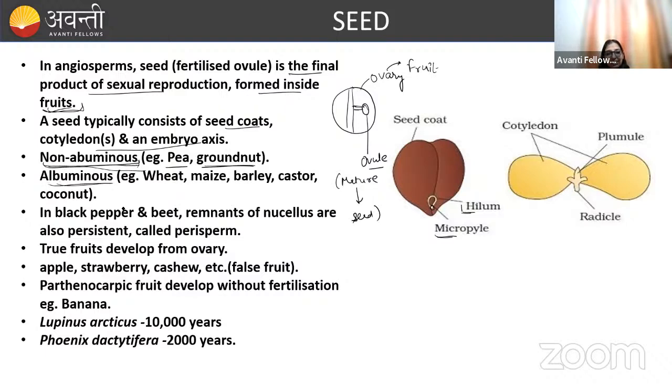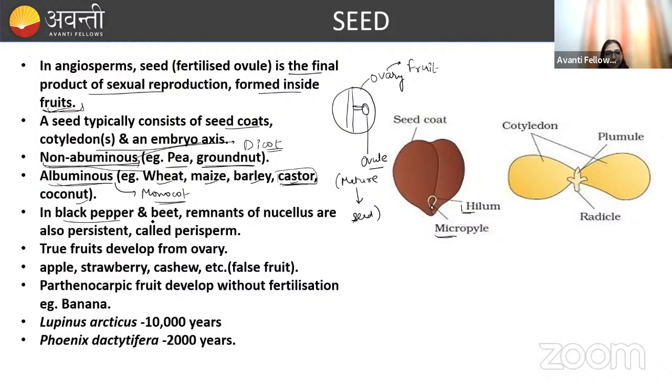Albuminous seeds are those seeds which have endosperm, like wheat, maize, barley, castor, and coconut. They all have endosperm. And albuminous seeds are mostly found in monocots. Monocots have endospermous seeds. And non-endospermous or non-albuminous seeds are mostly found in dicots. But castor is a dicot plant that has an endospermous seed. Remember this, the castor is the exception. It's a dicot plant, but it has an endospermous seed.